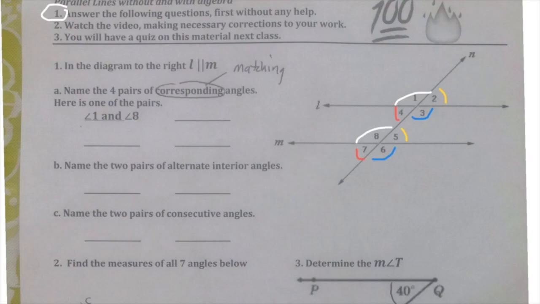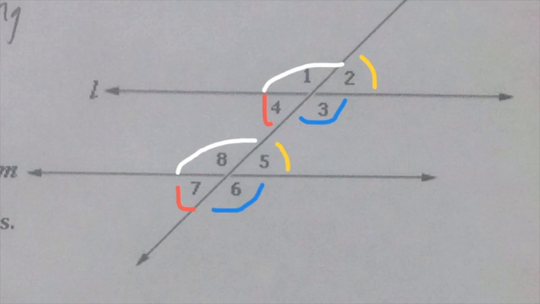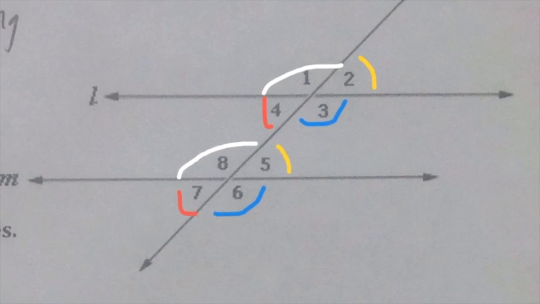For question B, they're asking us for the alternate interior angles. Well, interior means the inside, and alternate means one on one side, one on the other side, or the word alternating. So the alternate interior angles are 3 and 8 and 4 and 5. Think about it. Do you think 3 and 8 are the same size? Both of them are obtuse angles, and yes, both of them are equal to each other, or congruent to each other. And look at 4 and 5. Both of those are acute angles, and those are also congruent.